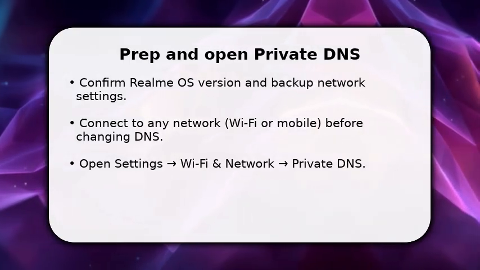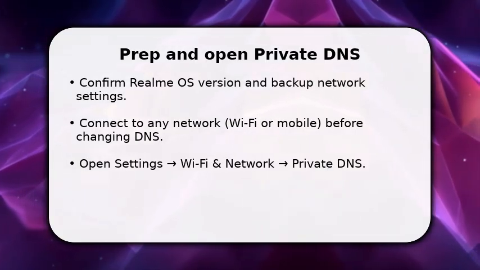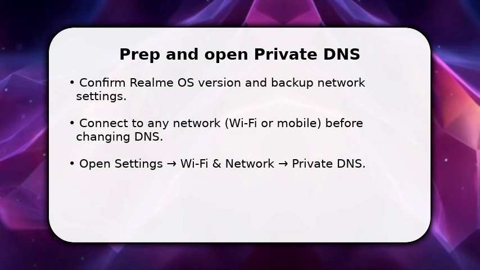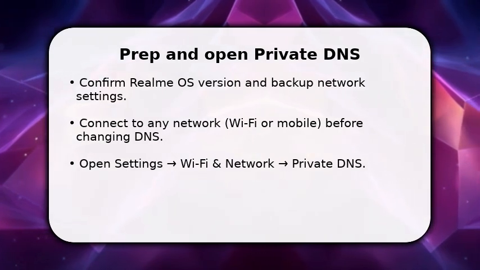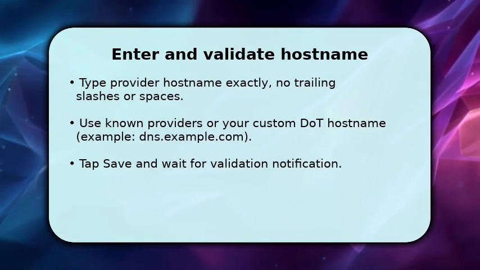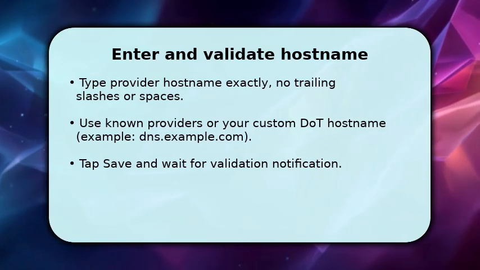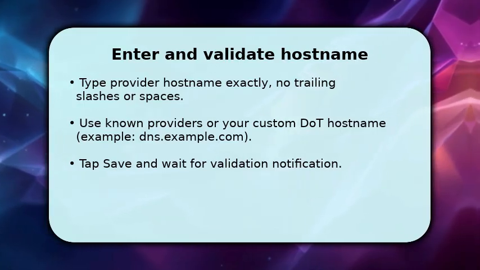I'm showing how you input a hostname and why Realme uses hostname validation rather than raw IPs. This keeps certificates and DNS over TLS working correctly. Next, type the provider hostname exactly, no trailing slashes or spaces, because Realme validates the TLS certificate against that name.